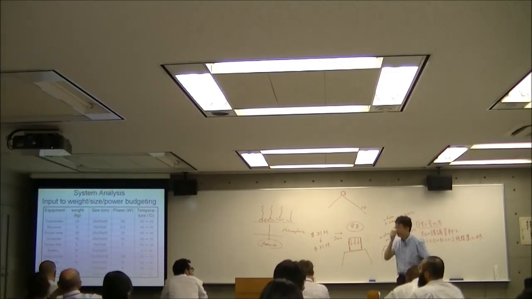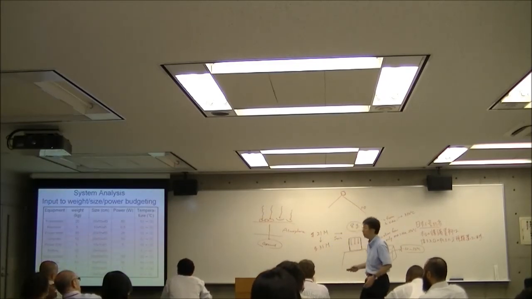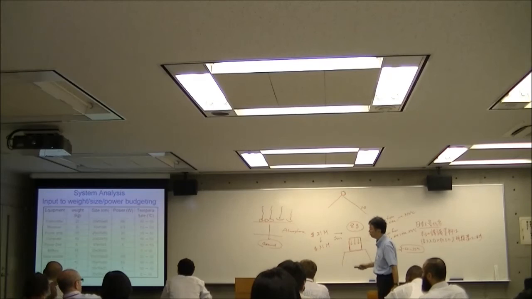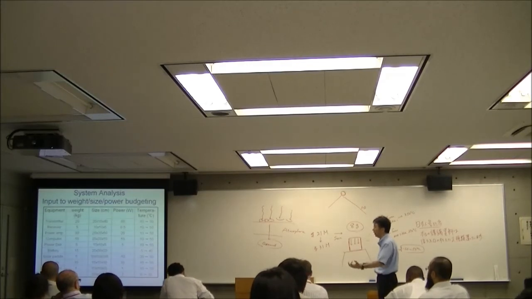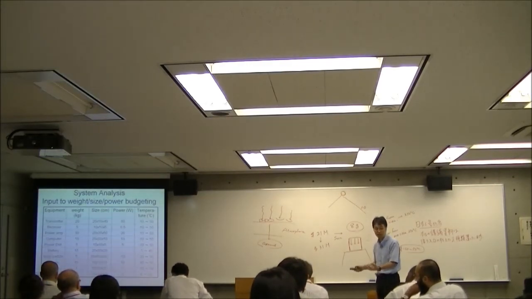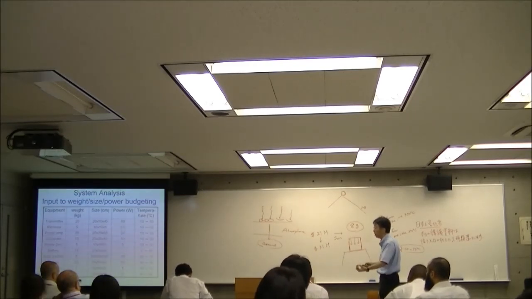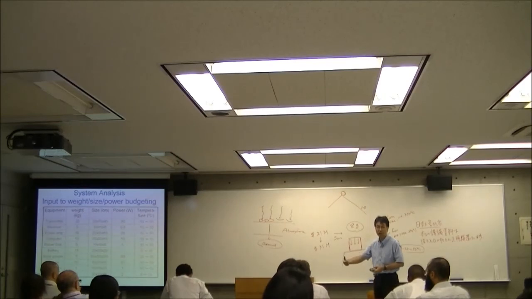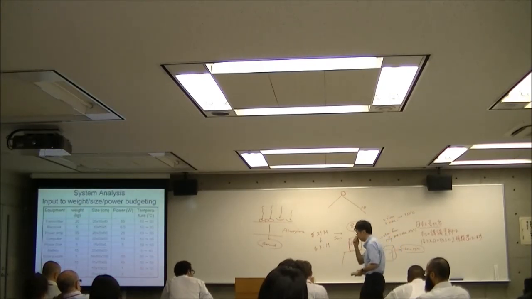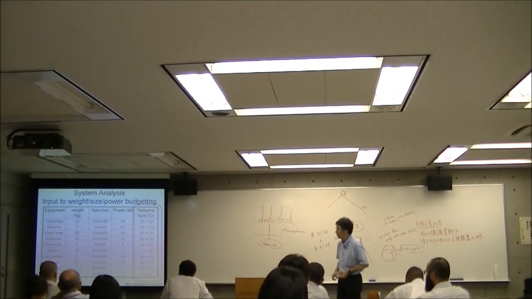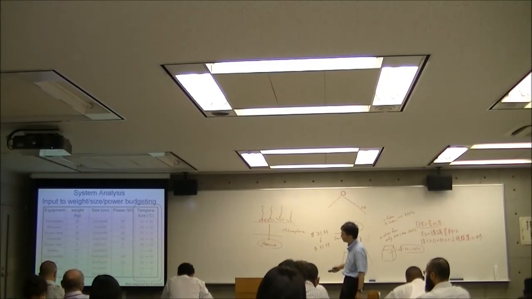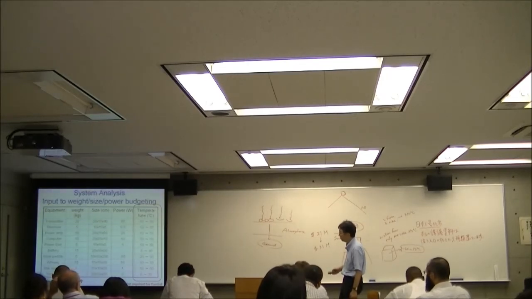And then in the budgeting, you should calculate the total required weight. This is the weight budget. And the total required size, this is the size budget. And the total required power, this is the power budget. This is called the budget. And if you get the total required power, then you can design the solar cell and the battery. So in order to do that, you need this kind of budget. And as I said before, in the CanSat case, you don't have to do thermal design, so this temperature requirement will not be required for the CanSat case.